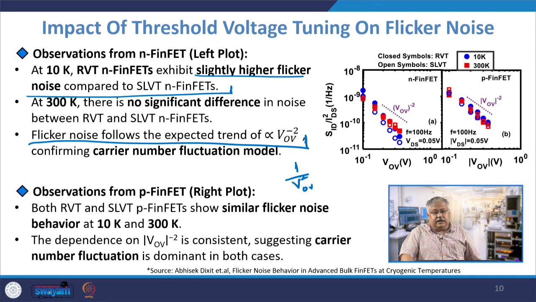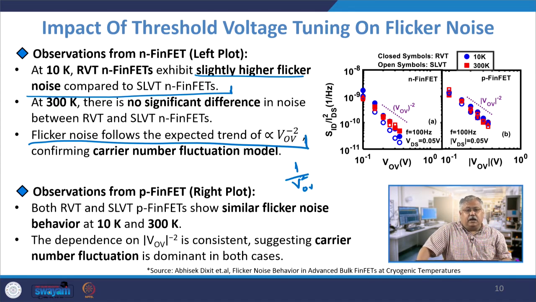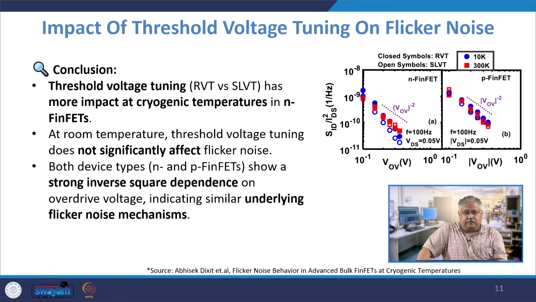Again, the dependency is consistent for both PMOS and NMOS. If you see, it is a linear fall taking place in both the diagrams, and this suggests that the carrier number fluctuation is dominant in both the cases, right. The increase or decrease in the number of carriers impacts the nature of the flicker noise source.